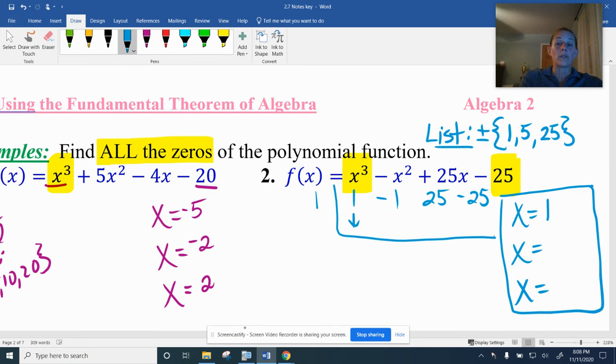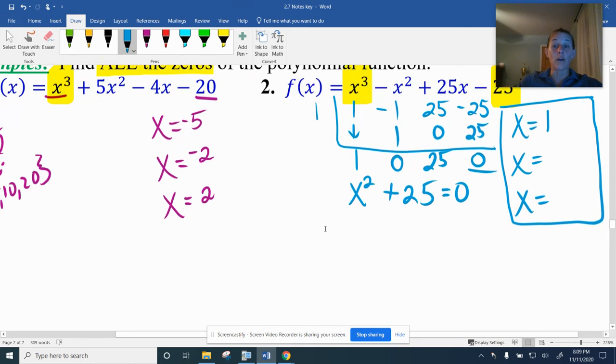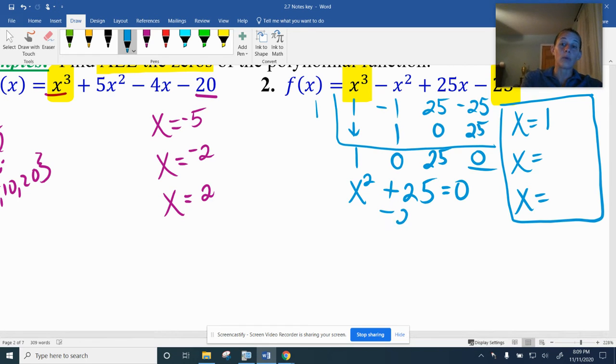So I'm going to drop down this 1. 1 times 1 is 1. Adding those, I get a 0. 0 times 1 is 0. Add those, I get 25. 25 times 1 is 25. Add those, I get the 0 as the remainder, which confirms that 1 was one of my zeros or solutions. So now this remaining part here is x squared plus 0x plus 25. And if I set it equal to 0 and simply algebraically solve this, I will get my remaining 2 solutions.